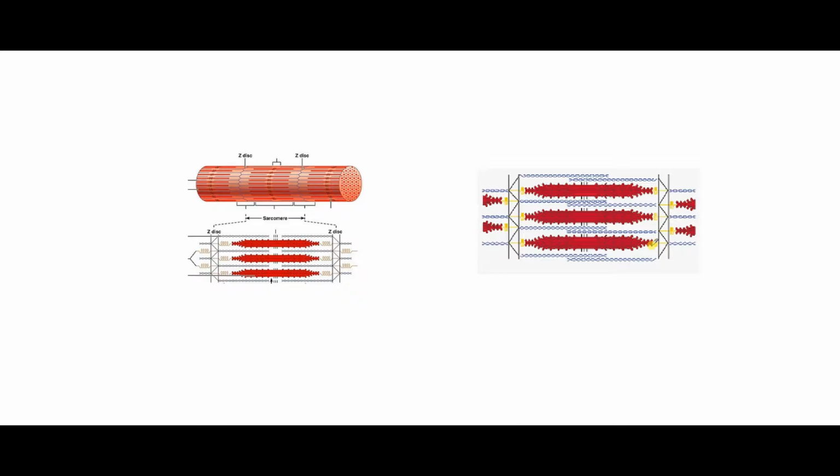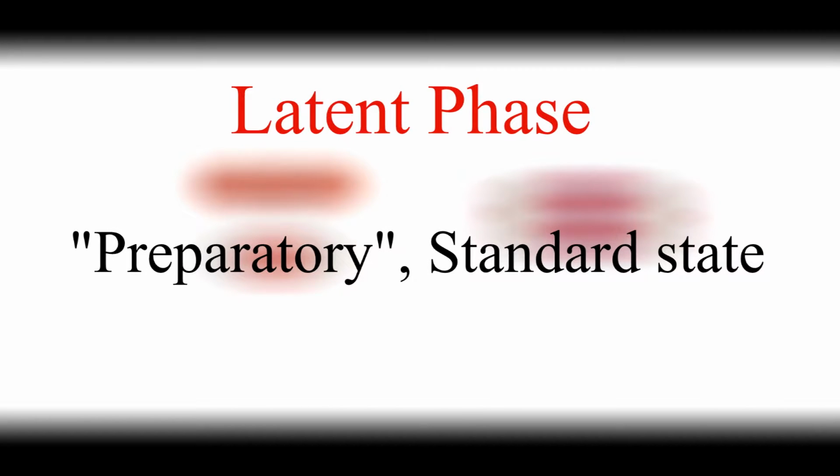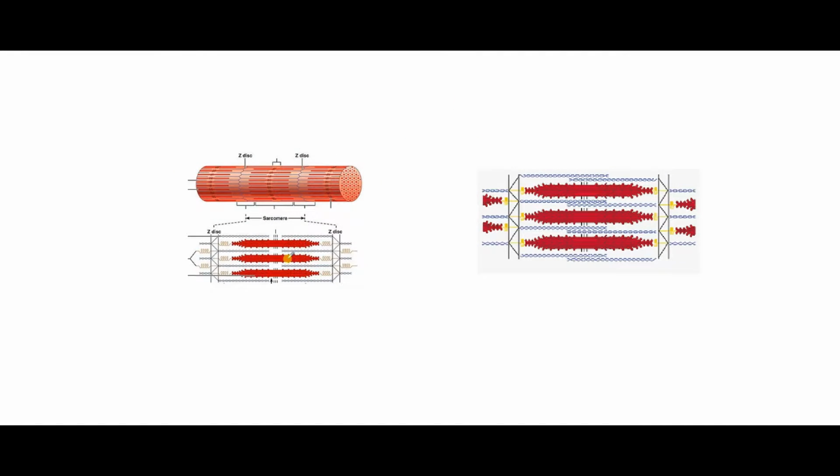Okay, so basically the same picture, but we're going to be focusing on the sarcomere in this instance. So really, the contraction is based around 3 different phases. The first phase is called the latent phase. And the latent phase is a dormant state. It is a state in which the actual sarcomere does not move.